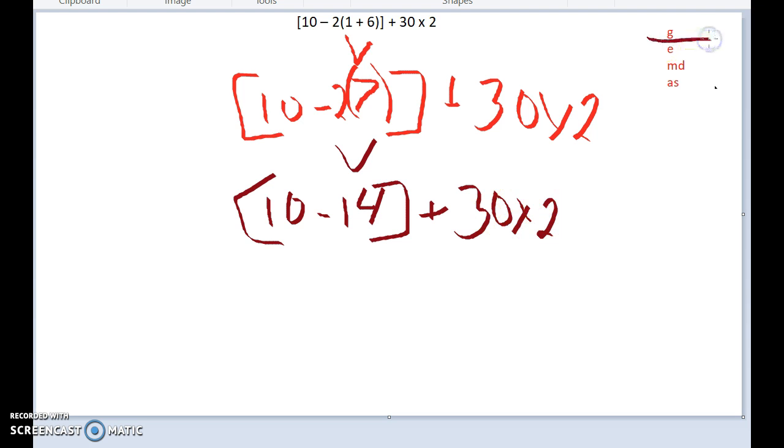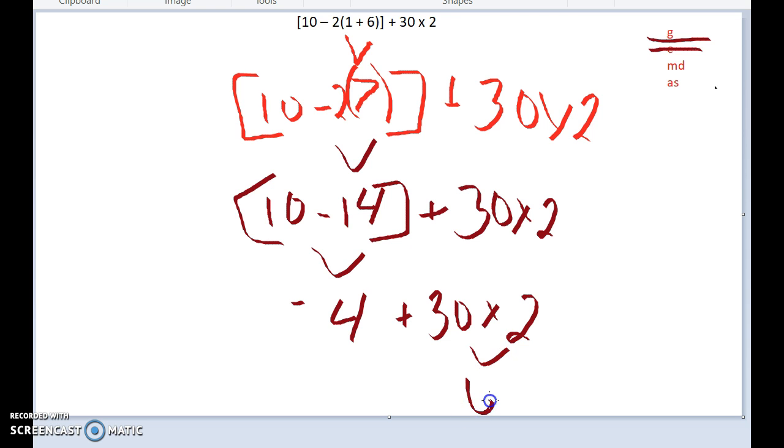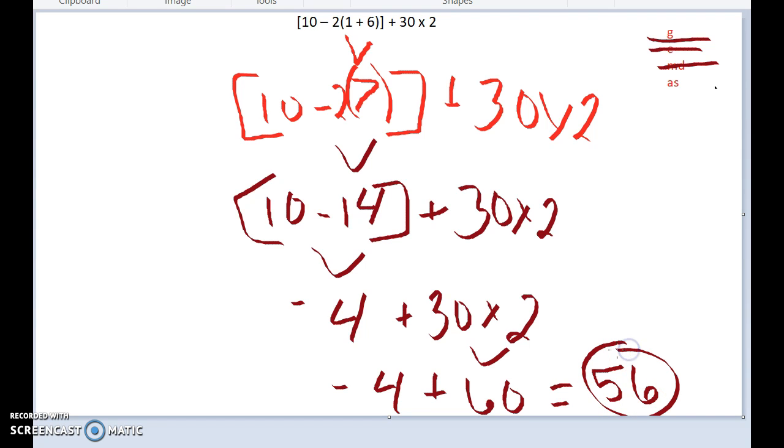We still have grouping symbols. This is -4. And those are done. I have no exponents. I have multiplication. So this is 60. And then I bring down my addition problem. -4 plus 60 is 56.